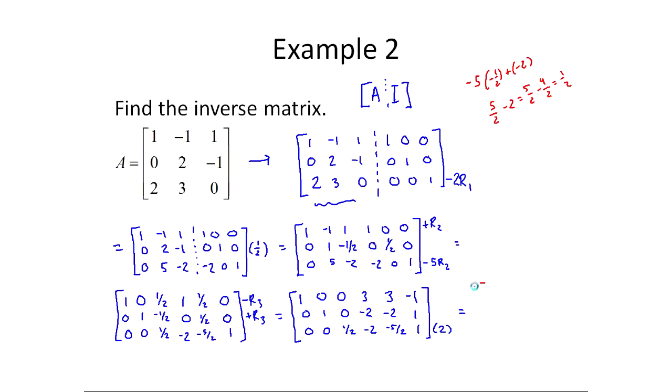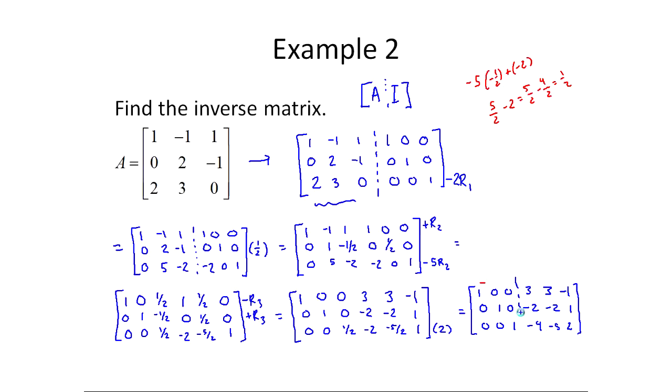And then finally, I get my last matrix. I get 1, 0, 0, 3, 3, minus 1. I get 0, 1, 0, minus 2, 1. And then finally, 0, 0, 1, minus 4. And this right here, so if I multiply by 2, the fraction's gone, right? So I get minus 5 and 2. Okay, let's remember where our augment is.